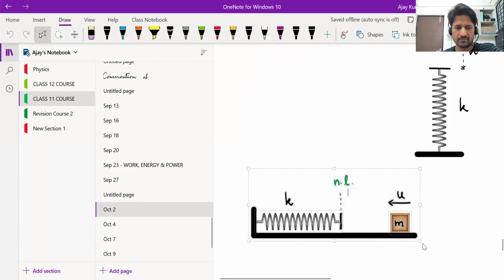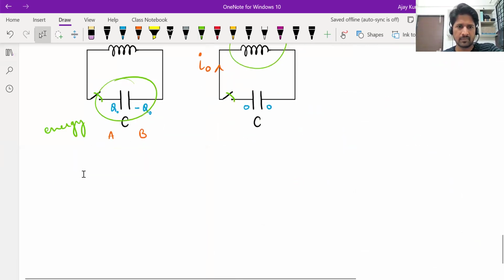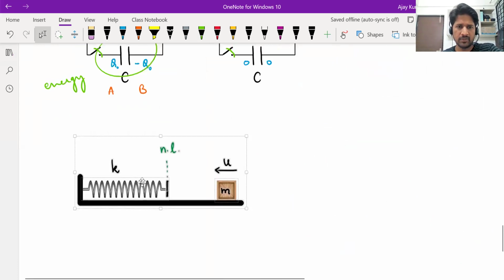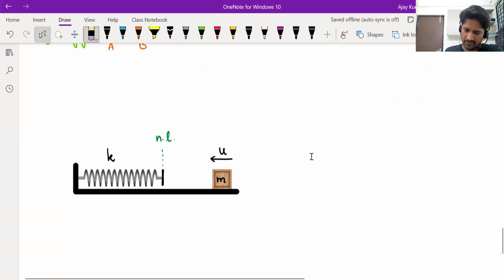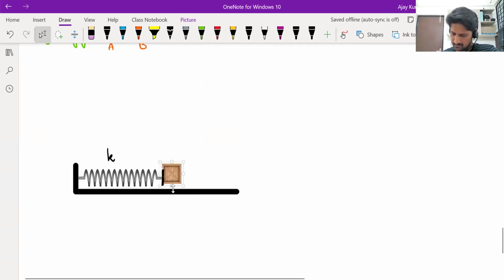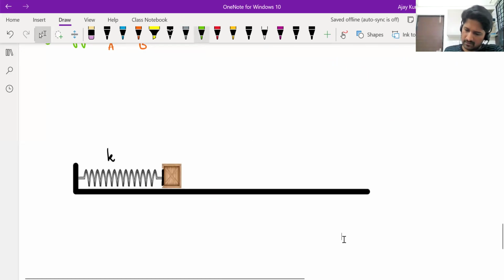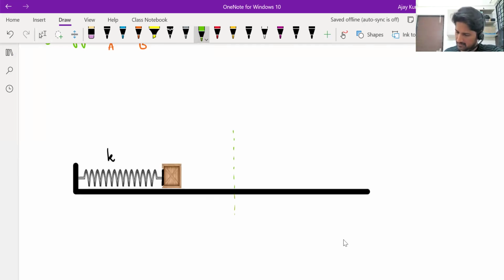Okay, we'll consider this. Imagine a spring block system oscillating on a smooth horizontal surface. Assume the spring is compressed. Let's say this is the natural or relaxed length of the spring. You compress the spring and release the block from rest. When the block is at rest, kinetic energy is zero. But the spring is compressed, so it will have potential energy, and it's compressed to the maximum extent, so maximum potential energy. So at this position, kinetic energy is zero, potential energy is maximum.